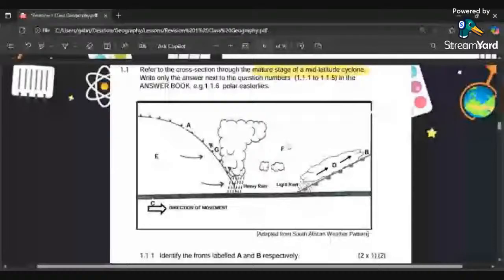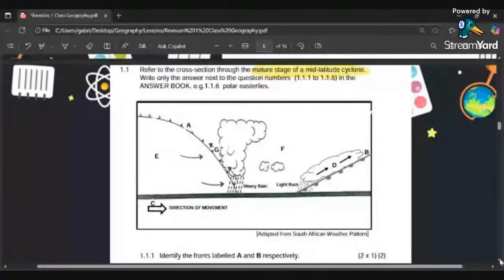So at F, because it is the warm sector, we know the dominant type of air in F is your warm air. So that is very important for you to note in summary when we summarize this type of topic. So let's go to questions quickly.